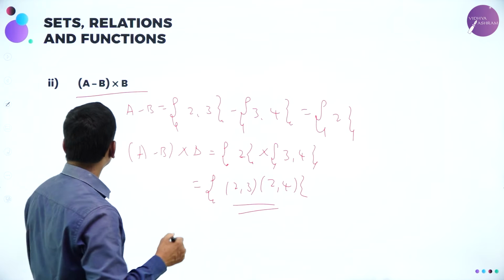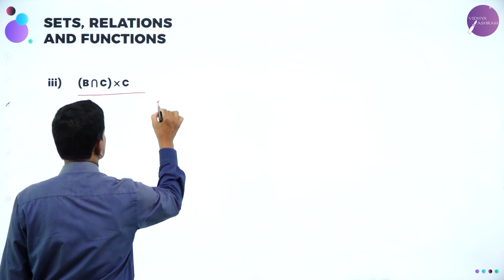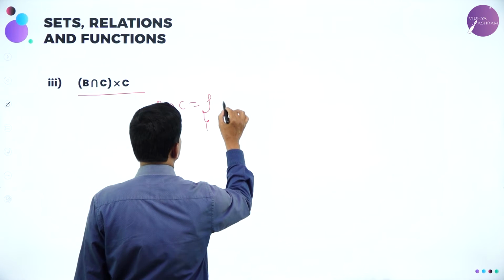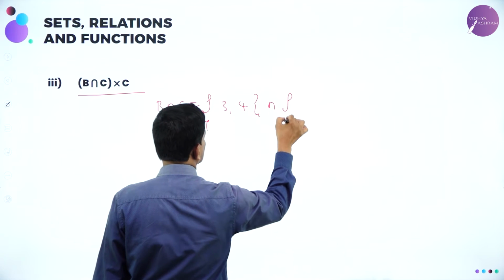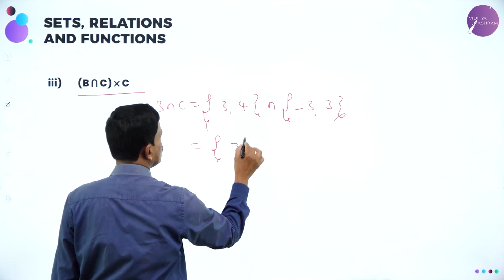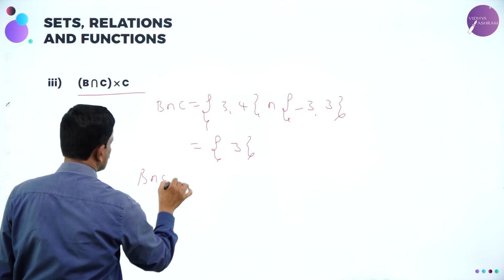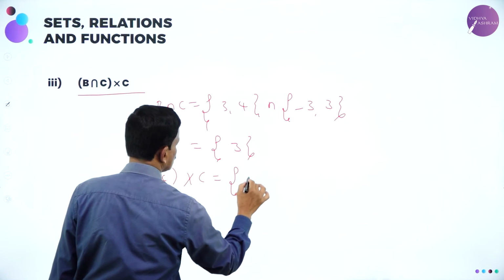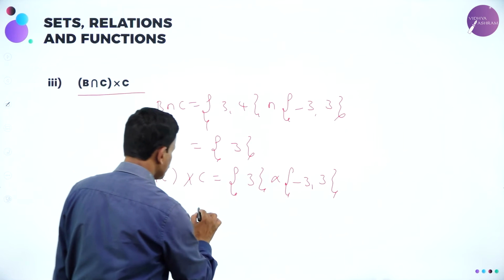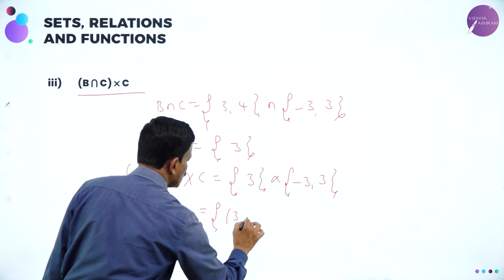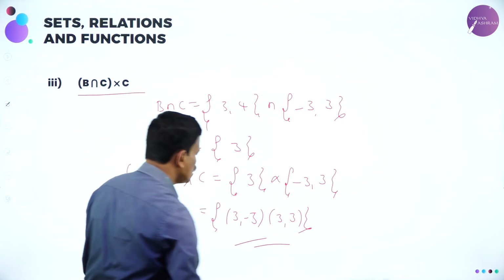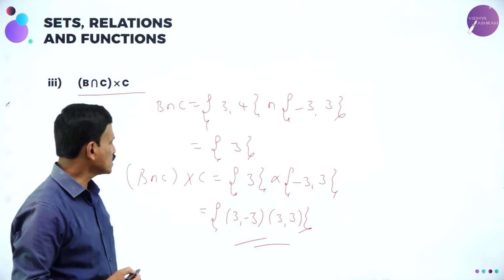Let us come to the next one, (B ∩ C) × C. Write down B ∩ C first. B contains 3, 4, and C contains −3, 3. The common element is 3. Now (B ∩ C) cross C is {3} cross C, where C contains −3, 3. The Cartesian product: first element 3, second element −3; again first element 3, second element 3. That's all: (3, −3) and (3, 3). That's it.